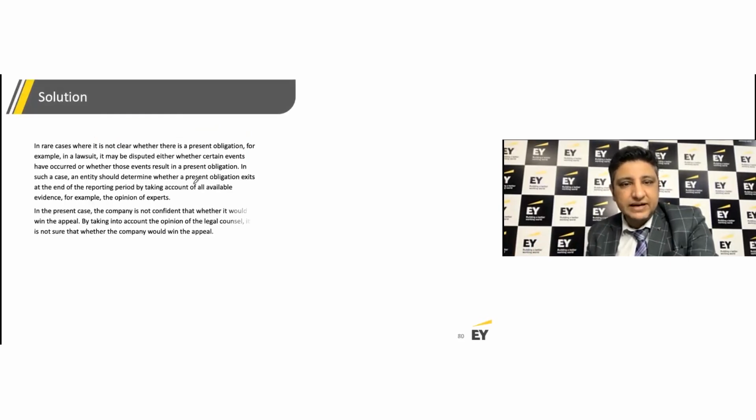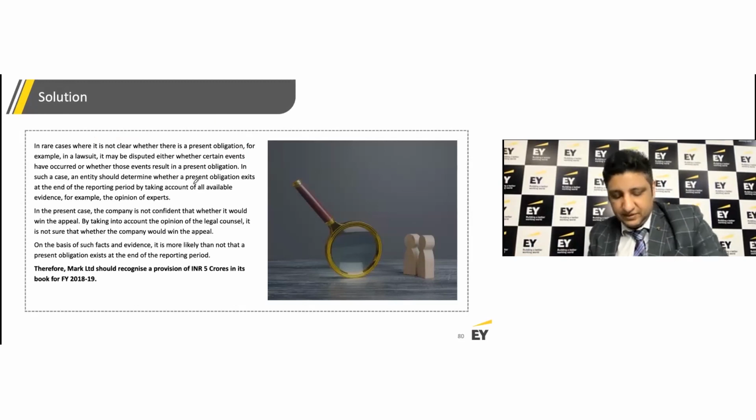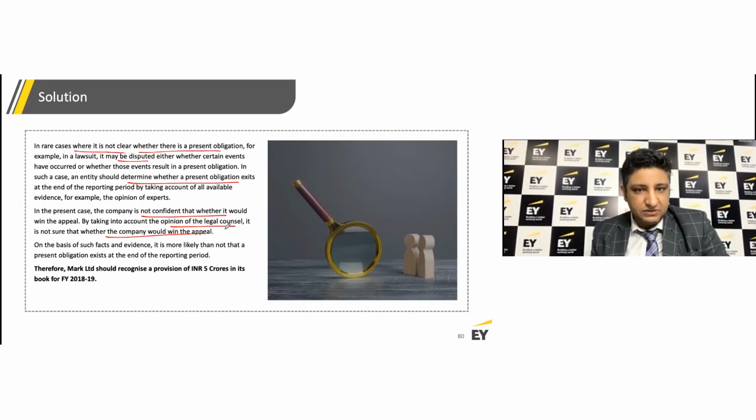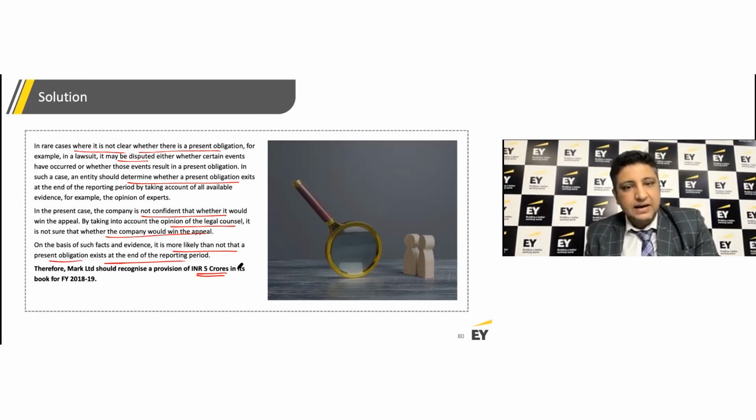Okay, let's have a look at the formal solution. It says that in rare cases where it is not clear whether there is a present obligation because there is a dispute, in such a case, whether a present obligation exists, now the company is not confident, and accordingly, after taking the opinion of the legal counsel as well, it is not very sure whether they would win the case, right? So accordingly, it is more likely than not that the present obligation exists. There's an expected future outflow, and a reliable estimate of that amount can be made, which suggests that Mark Limited should be recognizing a provision of 5 crores in its financial statements for the year ended 2018.